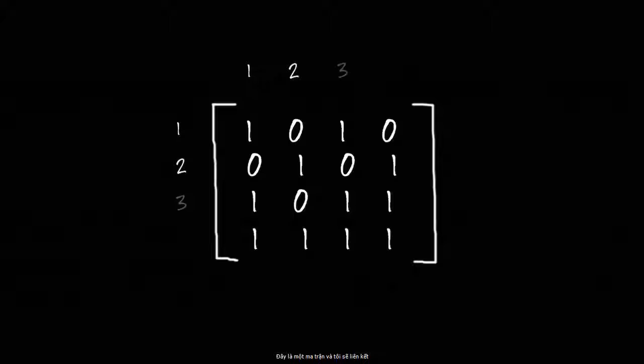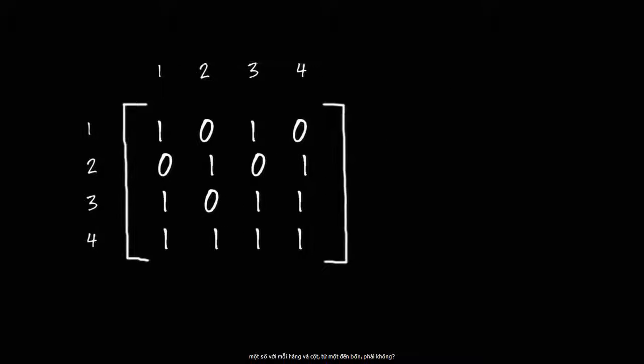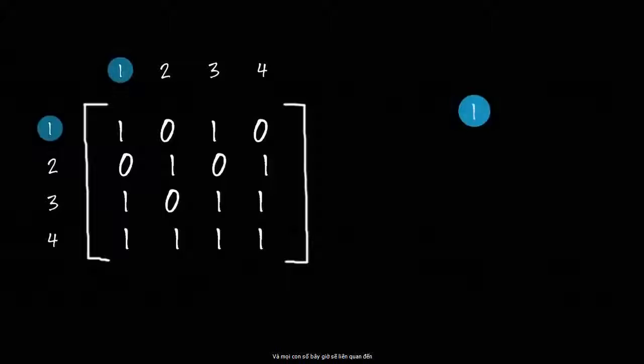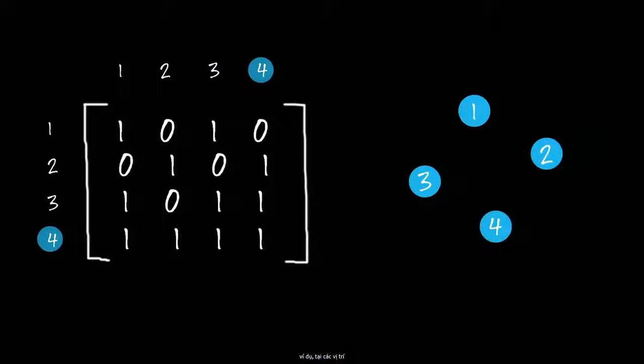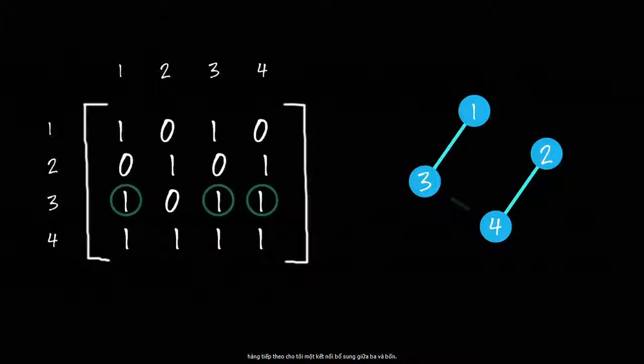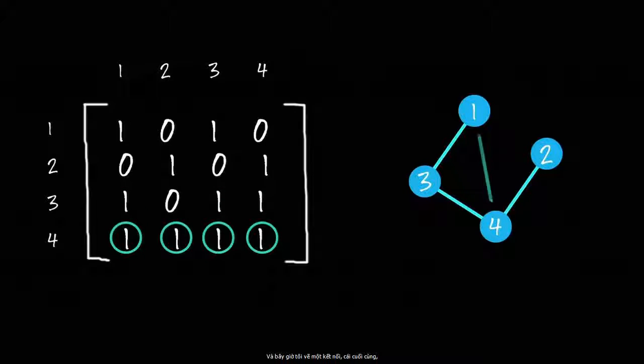Here's a matrix, and I'm going to associate a number with each row and column, 1 through 4, right? And every number is now going to be related to a node or a little ball. There are going to be 4 of them, 1, 2, 3, 4. And now whenever I have a non-zero in the matrix, for example, in the first row, at positions 1 and 3, it means there is a connection between 1 and 1 and 1 and 3. Now 1 and 1 doesn't show up, but 1 and 3 does. So the next row gives me a connection between 2 and 4. The next row gives me an additional connection between 3 and 4. And now I draw a connection, the last one, between 1 and 4.